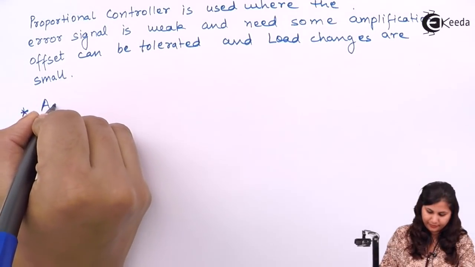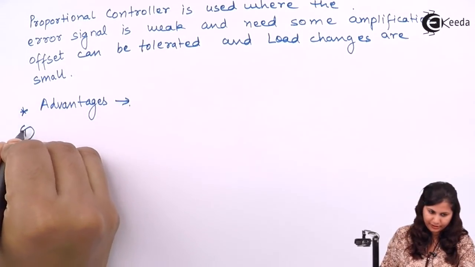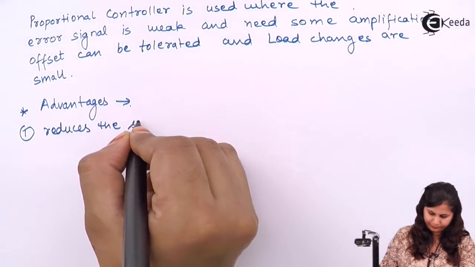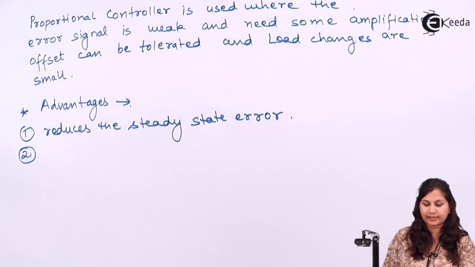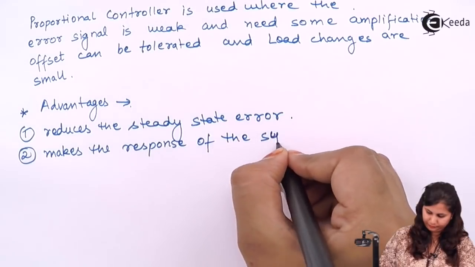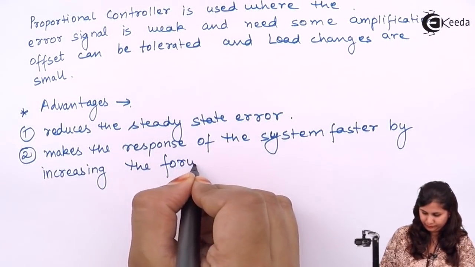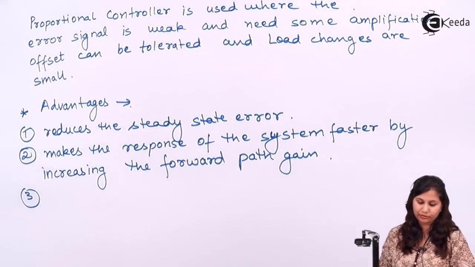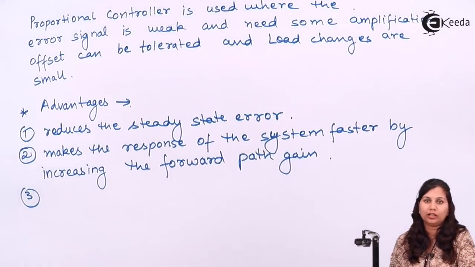Now the advantages of the proportional controller. First advantage is that it reduces the steady state error. Also, it makes the response of the system faster. And the third advantage of the proportional controller is that maximum overshoot can be reduced to some extent using the proportional controller.